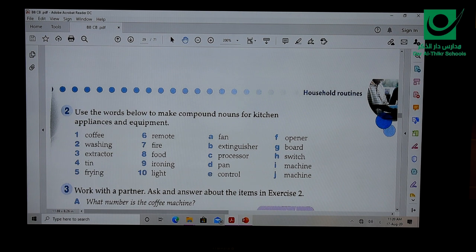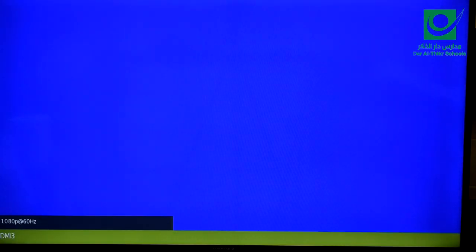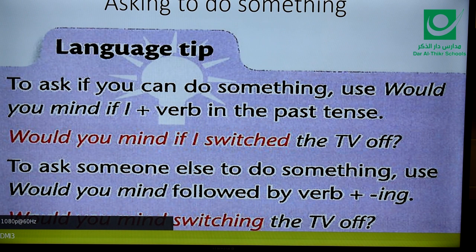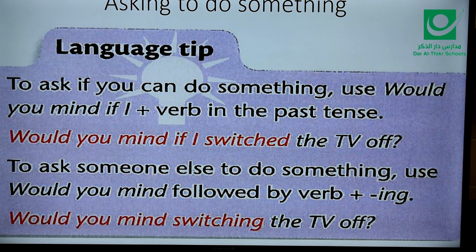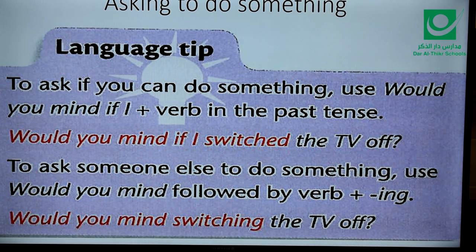Now we are going to talk about something else, which is asking for permission. When you want to ask someone if you can do something, to ask for permission to do something, you may use this form. Would you mind if I? Would you mind if I switched the TV on? Would you mind if I opened the door?